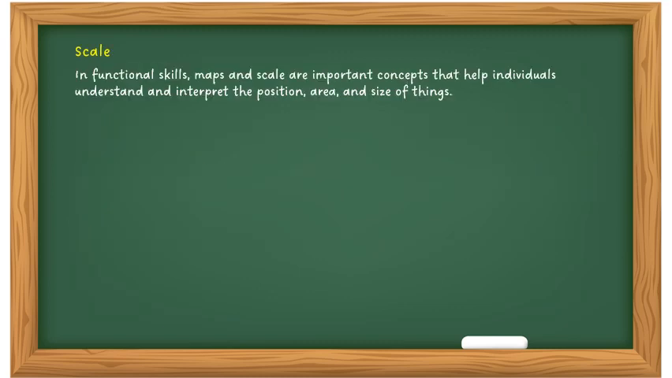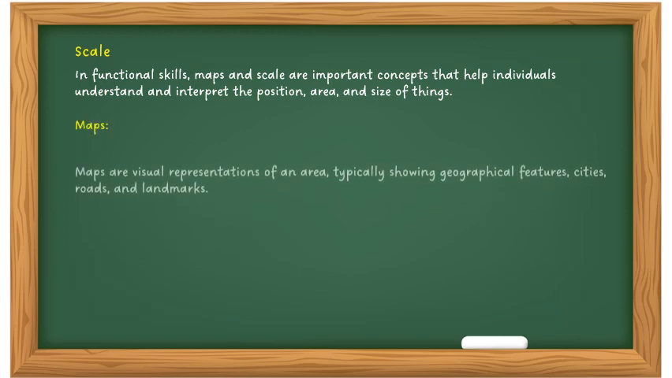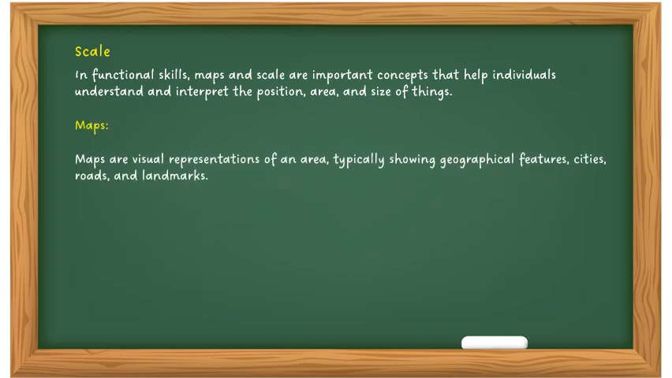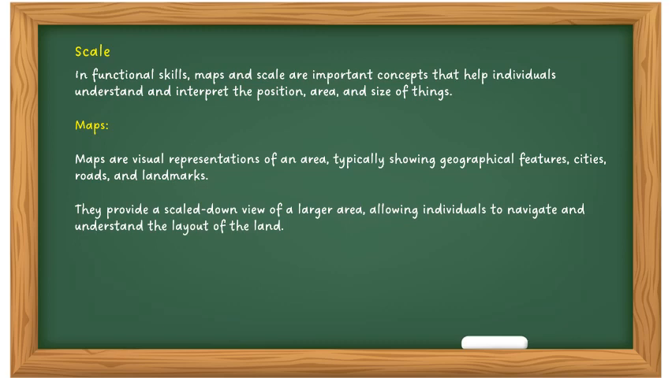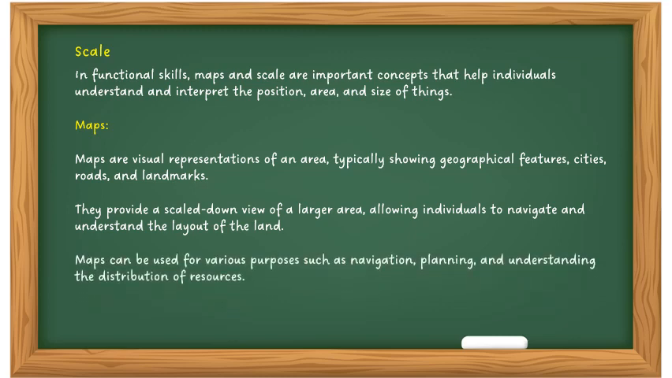Now, in functional skills, maps and scales are important concepts that help individuals understand and interpret the position, area, and size of things. Maps are visual representations of an area, typically showing geographical features, cities, roads, and landmarks. They provide a scaled down version of a larger area, allowing individuals to navigate and understand the layout of the land. Maps can be used for various purposes such as navigation, planning, and understanding the distribution of resources.